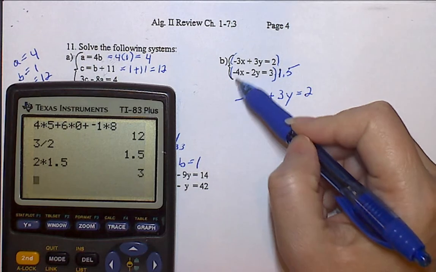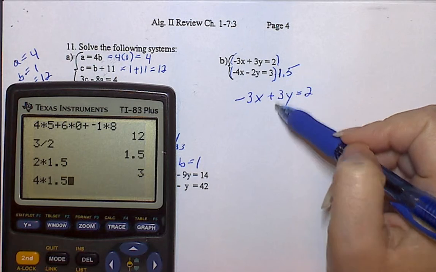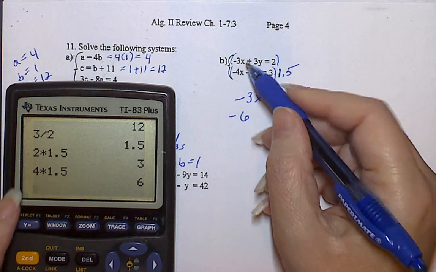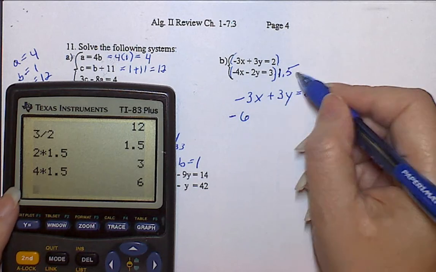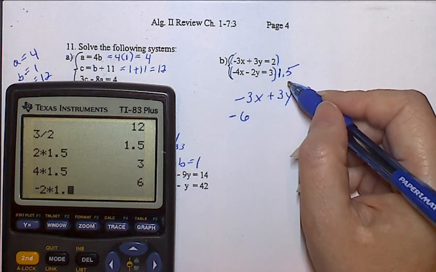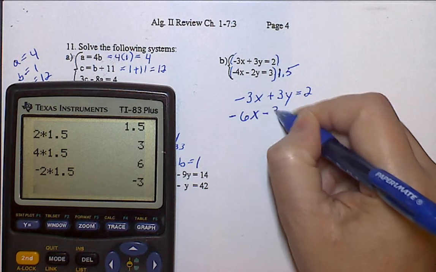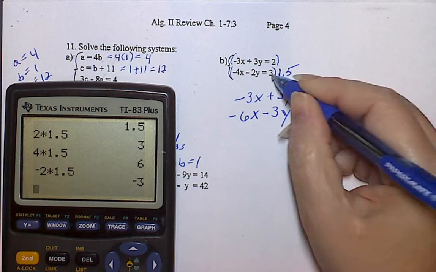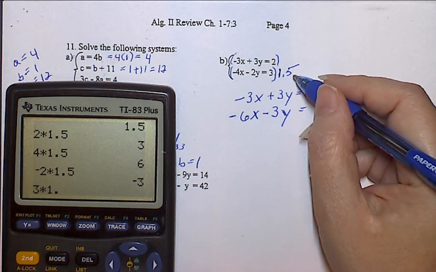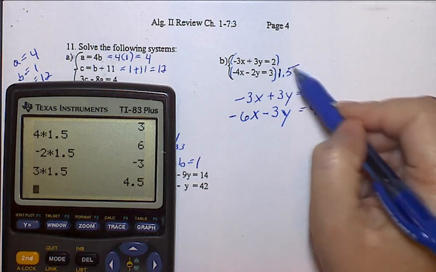So I'm going to multiply the bottom by 1.5. I have 4 times my 1.5 gives me a negative 6, because it was negative 4 and I didn't put that in. And then I have a negative 2 times my 1.5, and that's a negative 3. And then I have 3 times my 1.5, and that's a 4.5. So I'm simply taking that number and multiplying it through.